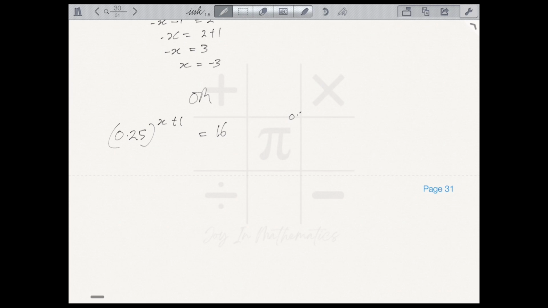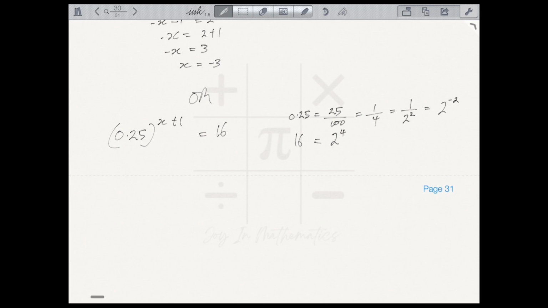0.25 again is equal to 25 over 100, which is equal to 1 over 4. And 1 over 4 can be said as 1 over 2 raised to the power 2. If we apply the fractional or negative index here, this will give us 2 raised to the power what? Minus 2. And in the same vein, 16 is equal to 2 raised to the power of 4.